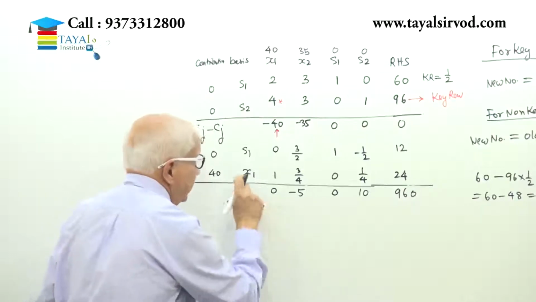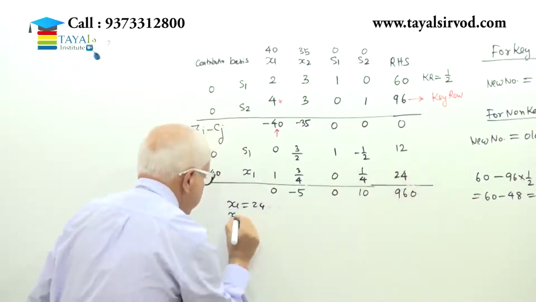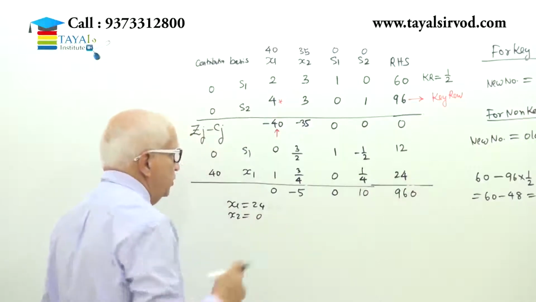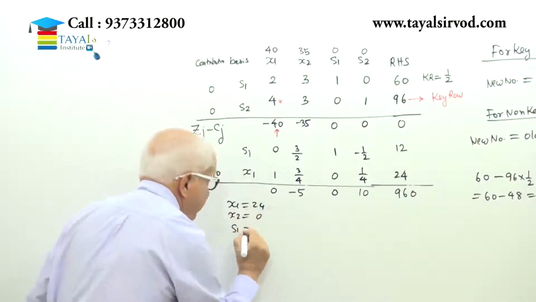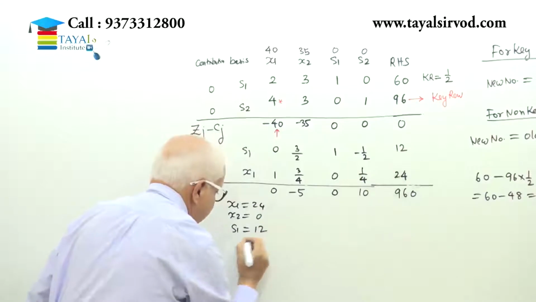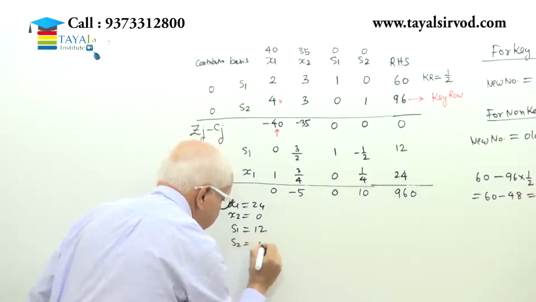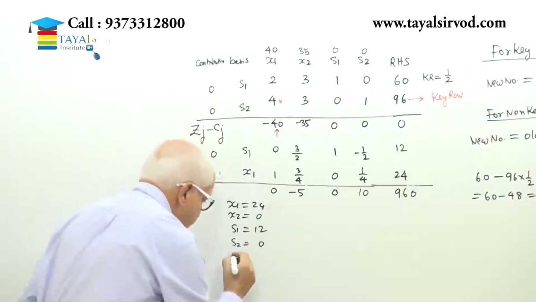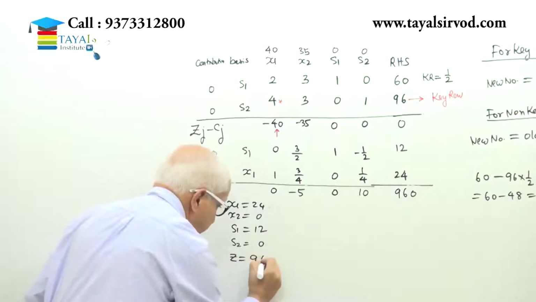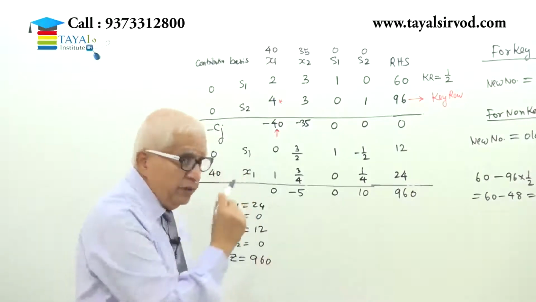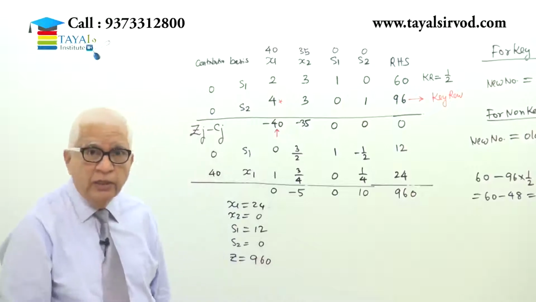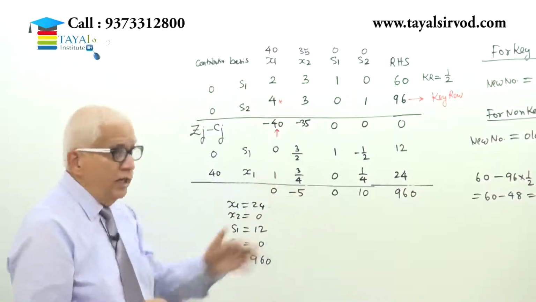So this table actually represents something like this. X1 is equal to 24, X2 which is not there in the basis is 0, S1 is equal to 12 and S2 which is not there in the basis has to be 0, and zeta is equal to 960. This is what this table represents. This is a solution obtained by me after going from one table to the next table.